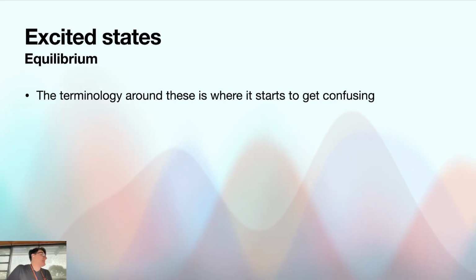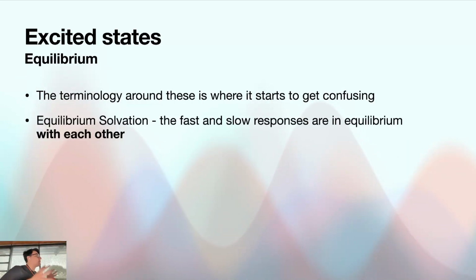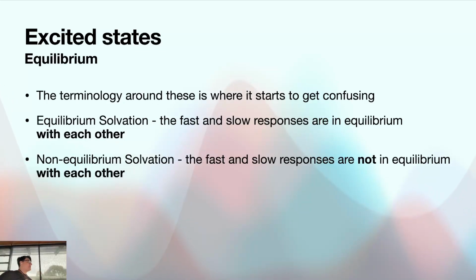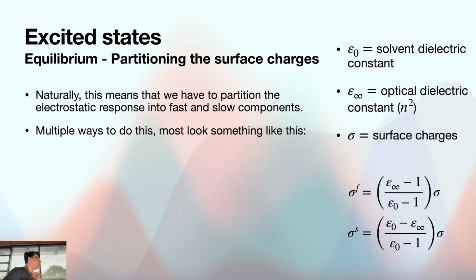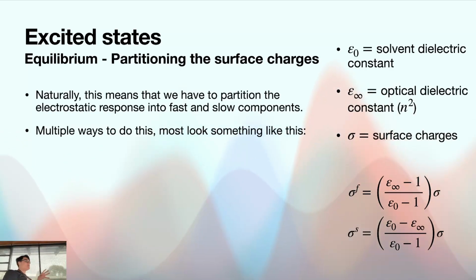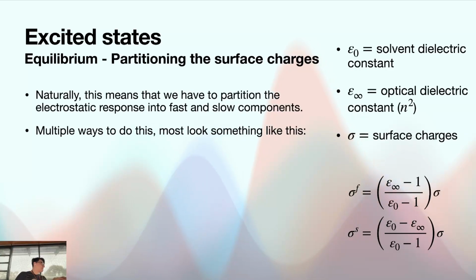The terminology around these is where it starts to get confusing though, because in equilibrium solvation, the fast and slow responses are in equilibrium with each other, and in non-equilibrium, they are not in equilibrium with each other. So naturally, this means that we need to have some way to separate out these surface charges, and this maths here is really important and really cool, because what we're doing is using the refractive index of the solvent as the proportion of the whole dielectric constant that will be instantaneously polarized. Everything else will be slow and comes as a result of solvent orientation.